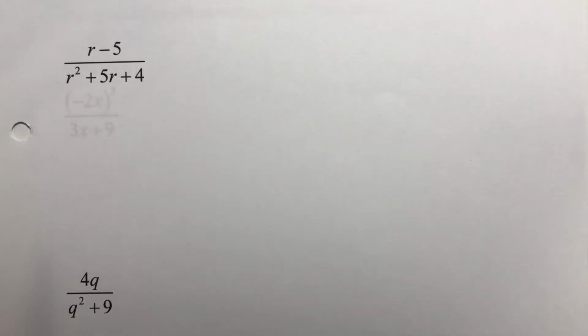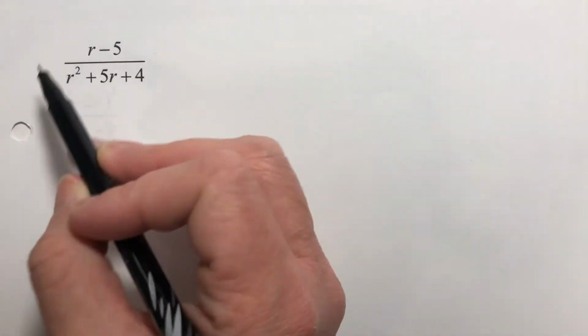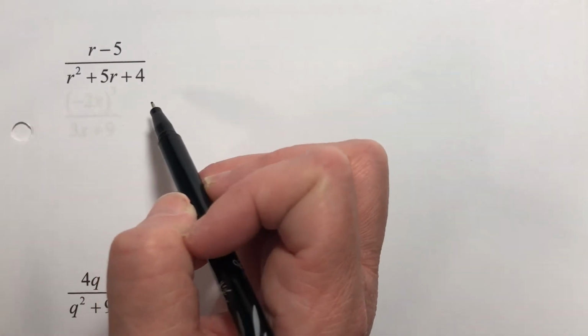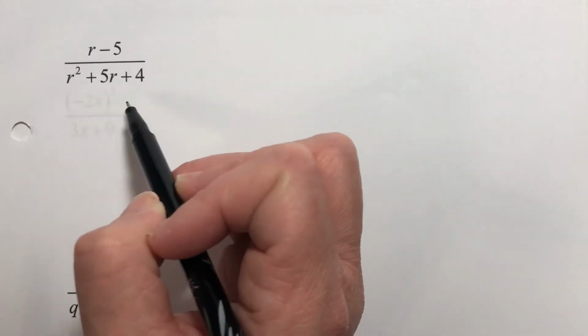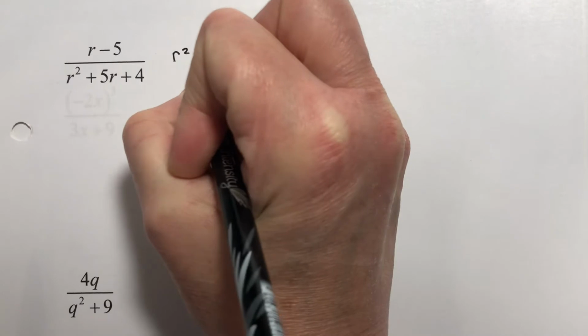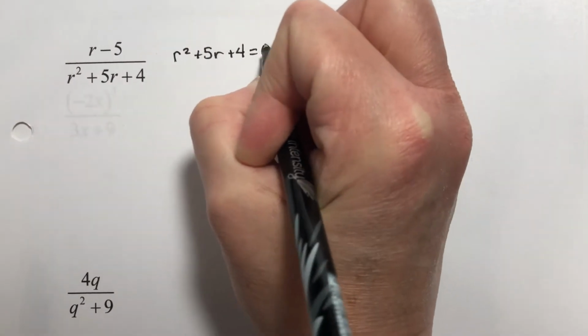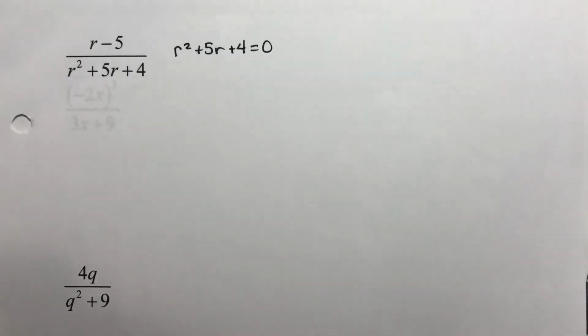This is section 7.1, part 2. What we are being asked to do is to figure out when this fraction is undefined, or what values make it undefined. To do that, we need to take r squared plus 5r plus 4 and set it equal to 0 and solve. Well, this is a quadratic because we have that square on there.